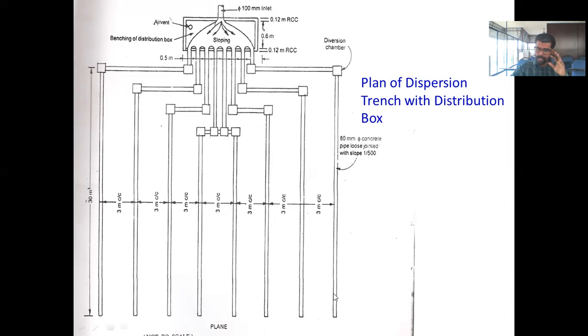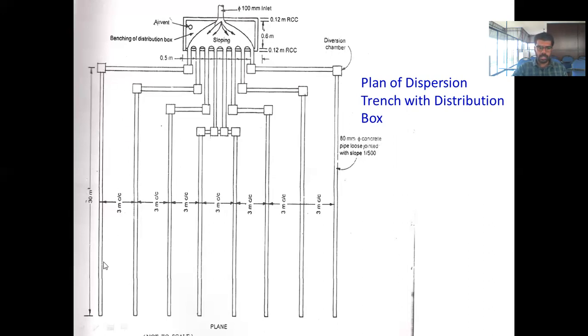Normally the length will be 30 meter, and it will be 80 mm or 100 mm also you can take it. Normally it will be 80 mm concrete pipe, or loose joint pipe only. Loose joint pipes only will be used. This will be kept inside a trench. So this is the plan of the dispersion trench with the distribution box. These are the diversion chambers or distribution boxes, we can call it.